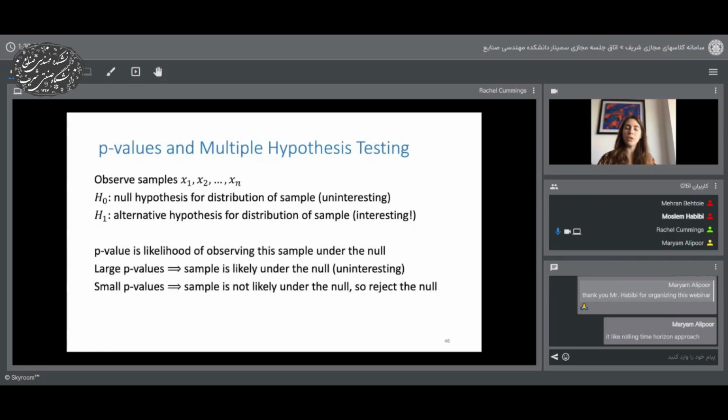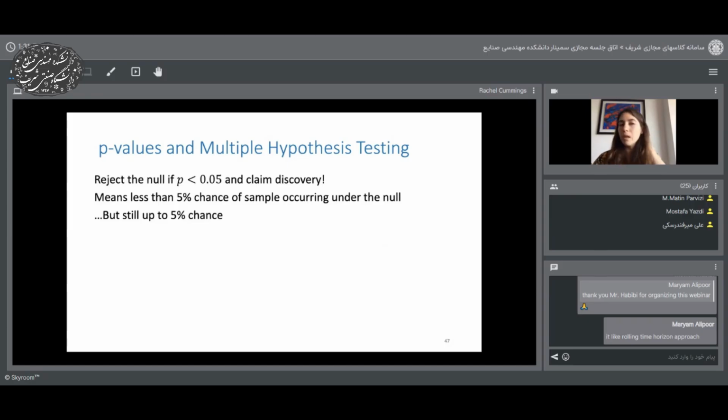And the p-value is the likelihood of observing this particular sample under the null. If we have a large p-value, then it means our sample is likely under the null, so I think the null was likely the true one, and that is uninteresting. Whereas a small p-value tells you that this sample is very, very unlikely under the null. And so therefore, I think the alternative hypothesis is the one that generated the data, and I'm going to reject the null.